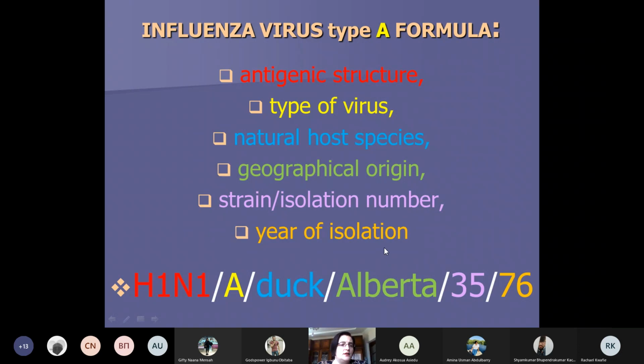Influenza A viruses can be classified more specifically to also include antigenic structure: the type of virus, the natural host species, for example duck, the geographical origin, the strain or isolation number, and the year of isolation. Here it is 1976.